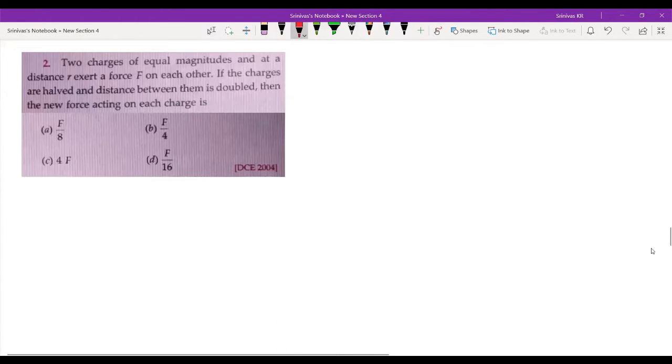Two charges of equal magnitudes and at a distance r exert force F on each other. If the charges are halved and the distance between them is doubled, then the new force acting on each other is, we have to find the new force.